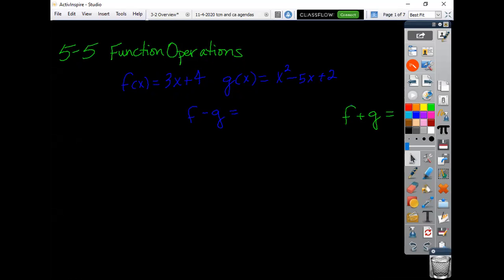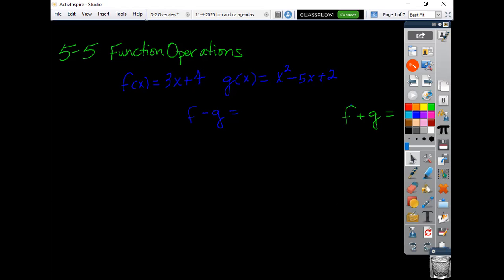All right, let's take a shot at 5-5 here. Function operations. The math here isn't what's so tricky. It's just a whole bunch of new notation that you may not have seen before. And so try not to get too tricked by just the notation, or open your mind to the notation, maybe is a better way to say it.